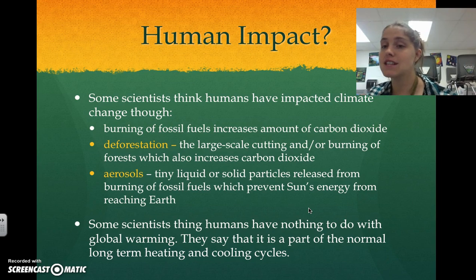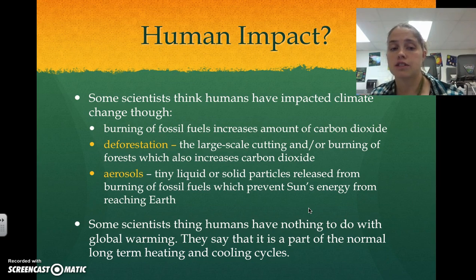So human impact, and this is what we talked about was the debate. Some scientists think humans have impacted climate change through burning fossil fuels because that increases the amount of carbon dioxide that's released. Some believe it's through deforestation. This is the large-scale cutting down and burning of forests. This also increases carbon dioxide, and the reason why is because plants absorb carbon dioxide and release oxygen. And when you cut down a bunch of plants, they no longer can absorb that carbon dioxide and release it as oxygen. Now, essentially, that carbon dioxide just stays out there.